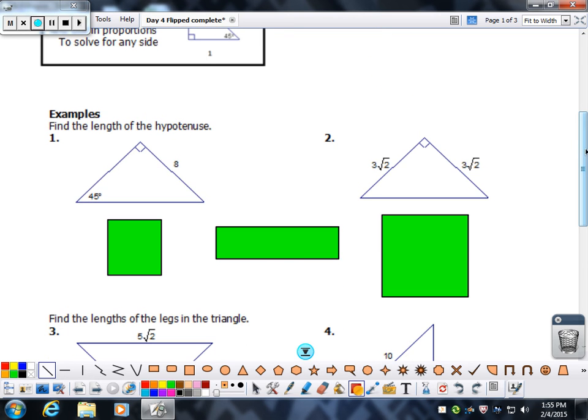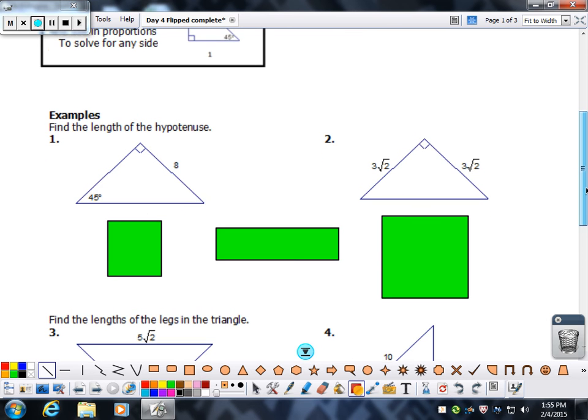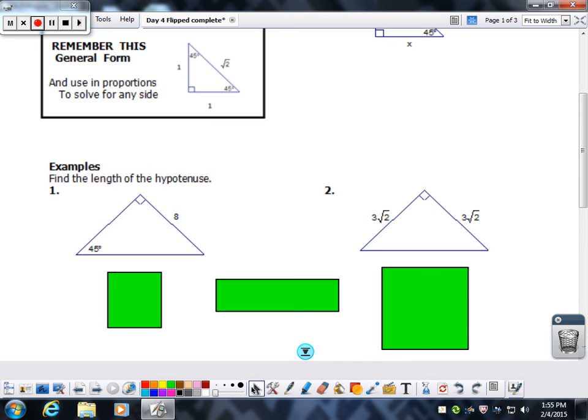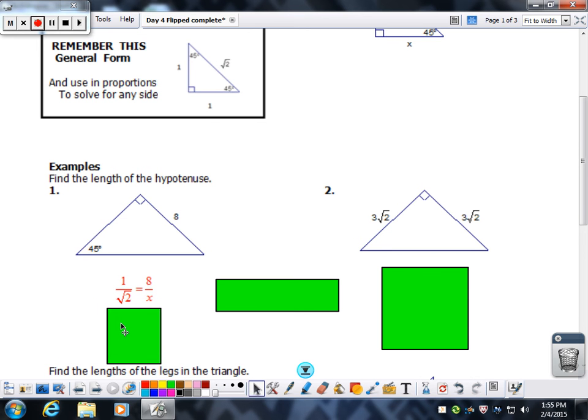In example 1 and 2, we're looking for the hypotenuse. In this case, the leg is 8, and x is going to be the hypotenuse. We're going to set up a proportion with 1 over the square root of 2 being equal to 8 over x. All we're going to do now is cross multiply. X equals 8 square roots 2.